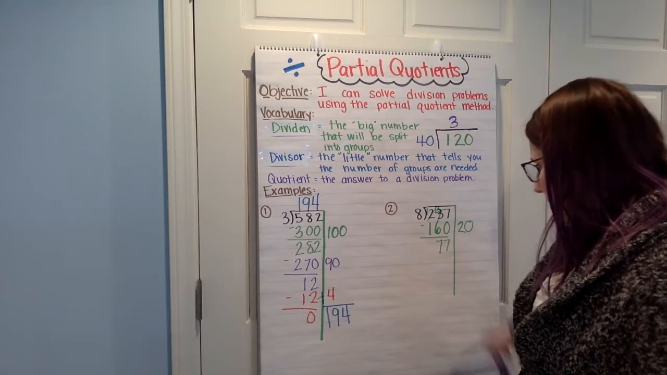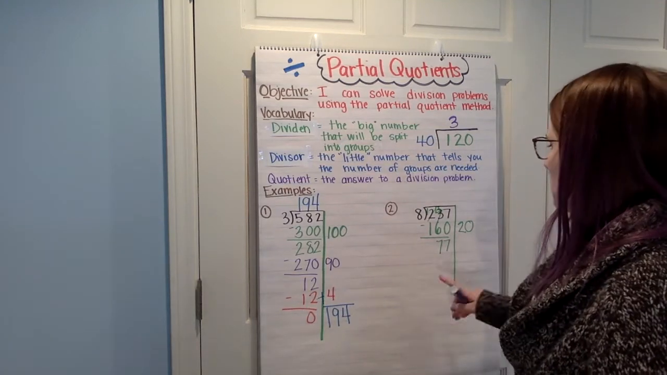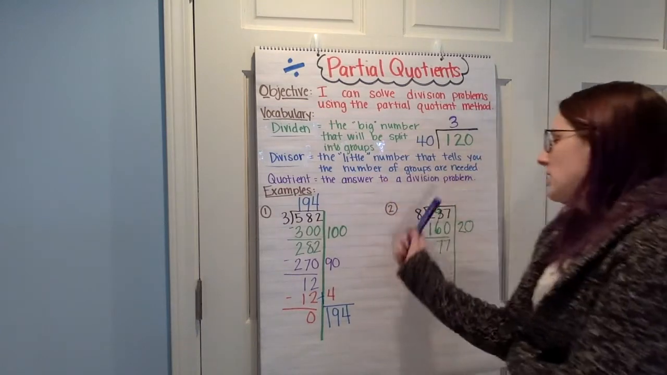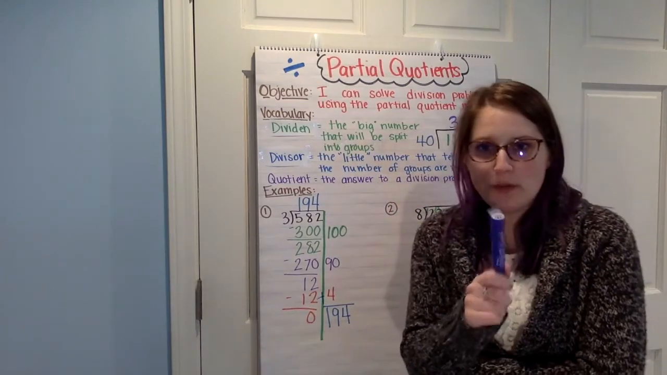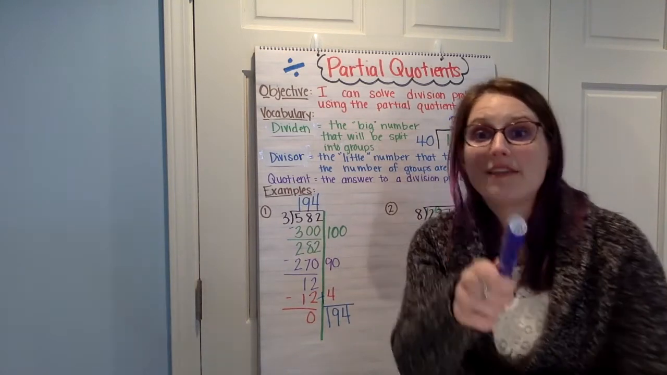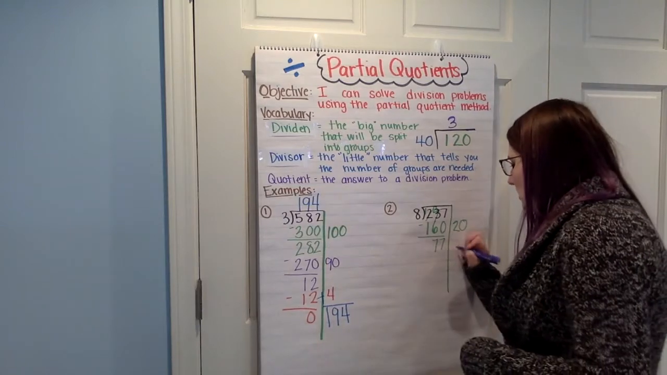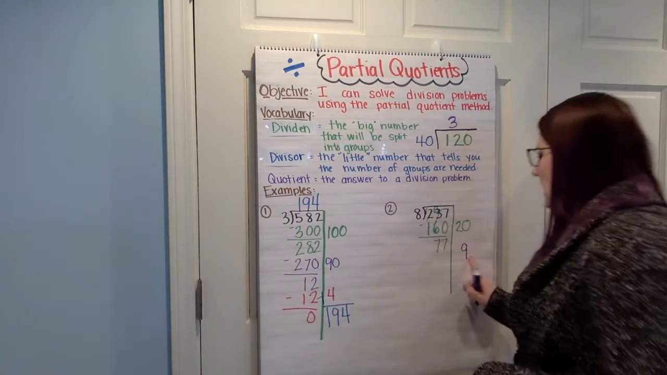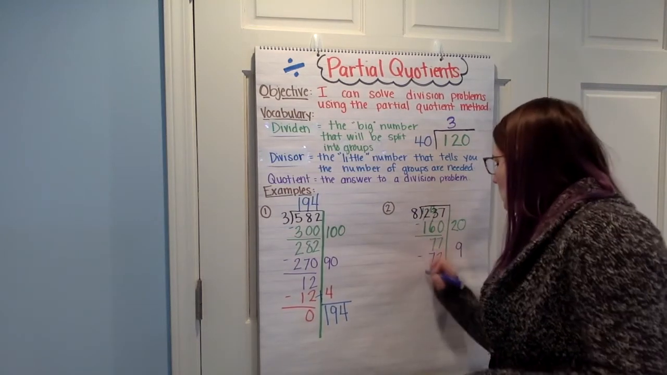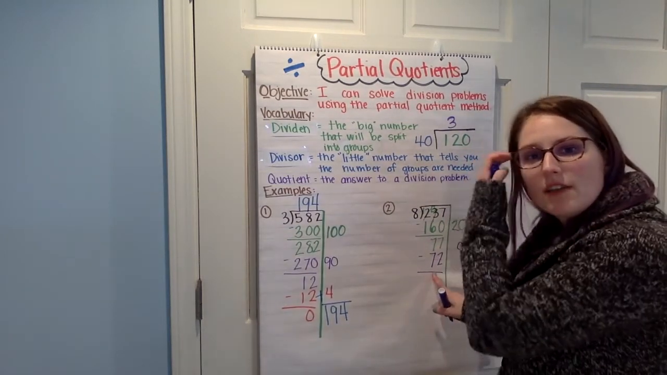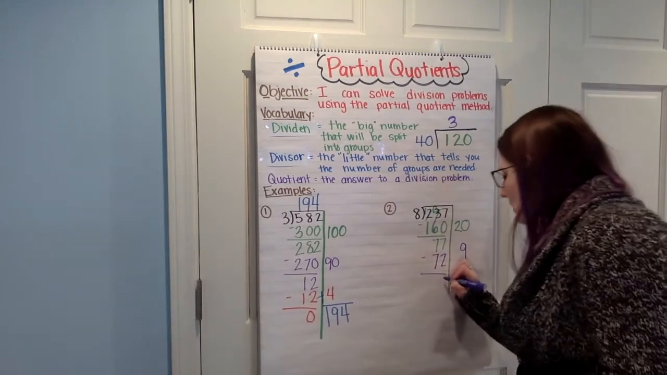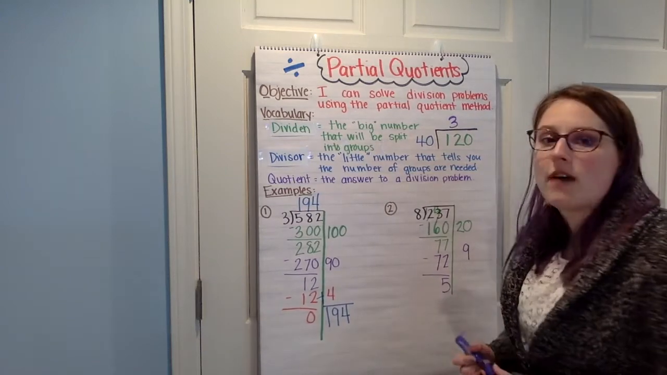So now let's see. 8 times something equals close to 77. Well, I know 8 times 10 is 80, which is too big. So let me try 8 times 9. 8 times 9 is 72. That's pretty darn close. So I'm going to put 9 here. 8 times 9 equals 72. And now I get to subtract. 77 minus 72, I know, is 5.